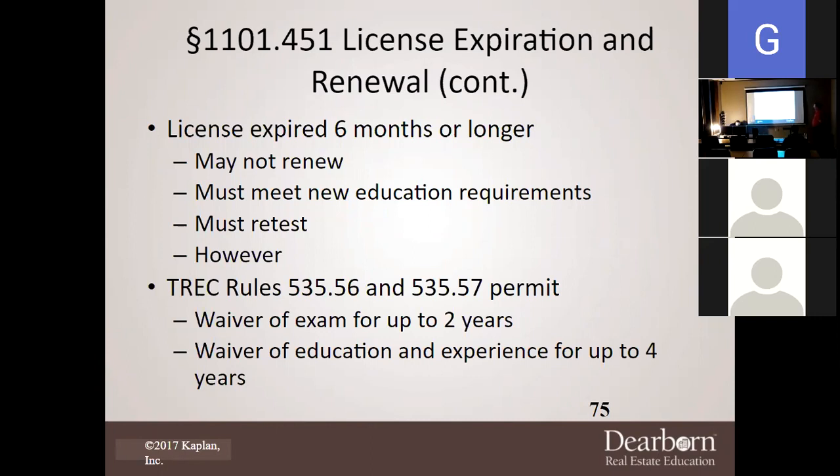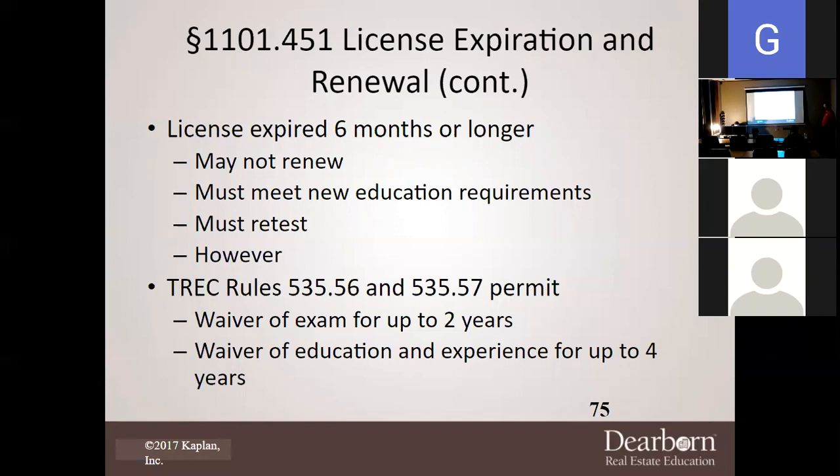Another one had. Okay, so the license does expire 6 months or longer. Okay, they may not renew. So if your license, Mr. Aiden, say you don't renew your license. Well, if it's 6 months or longer, then you cannot renew. And you would have to meet the new education requirements, must retest. However, under Trek Rules 535.56 and 535.57 permit that you can have a waiver of exam up to 2 years and waiver of education experience up to 4 years.